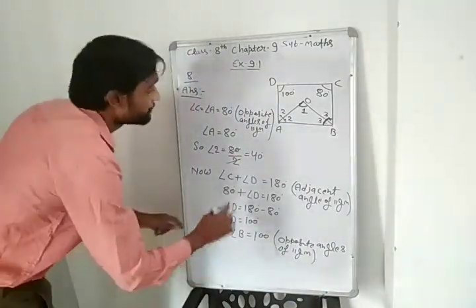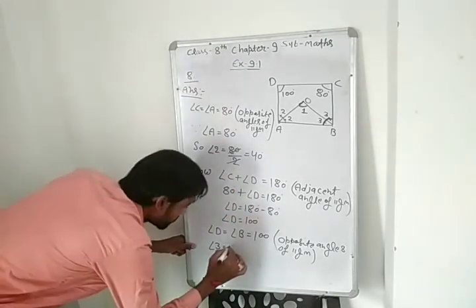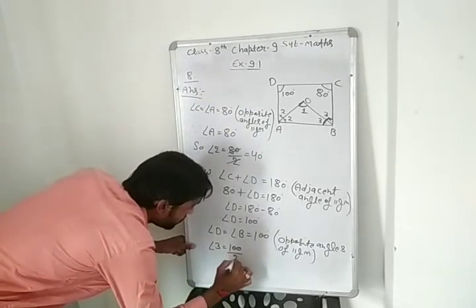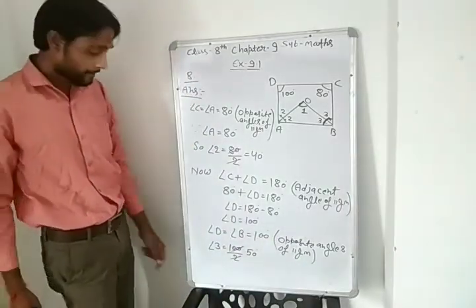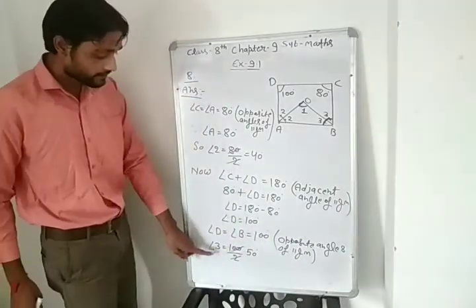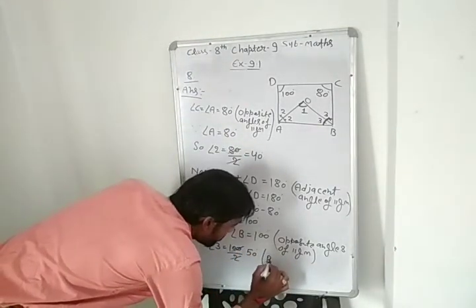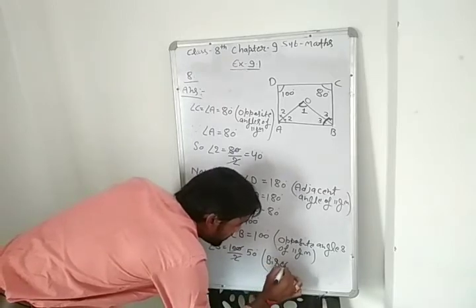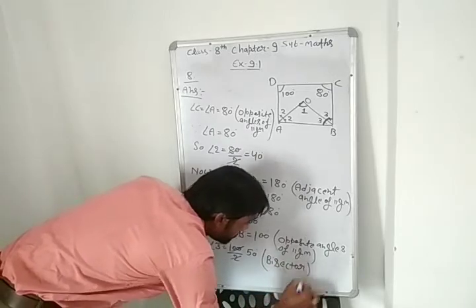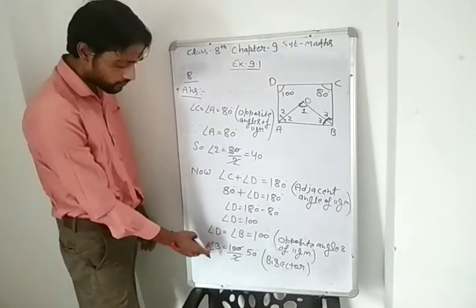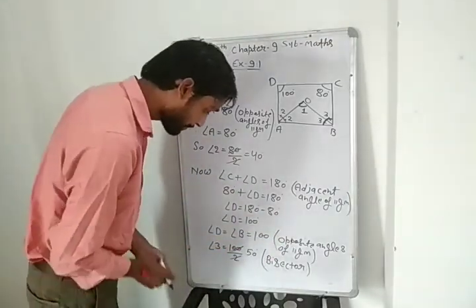Now angle 3 is equal to 100 by 2, that is equal to 50 degrees. Is that clear? Angle 3 is equal to 50 degrees. Why? Here you can also write the reason if you want: just write bisector like this, so that you can remember how angle 3 is equal to 50 degrees. Bisector. Okay.